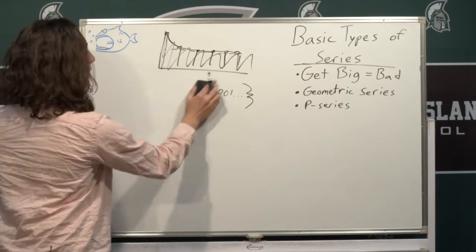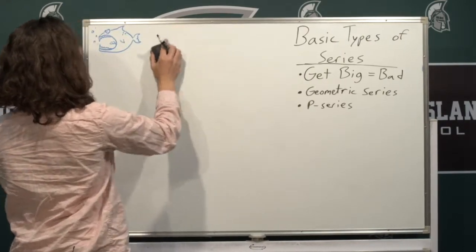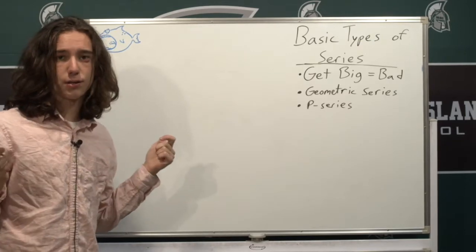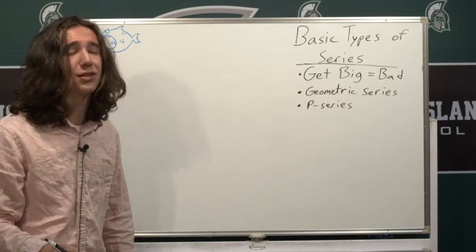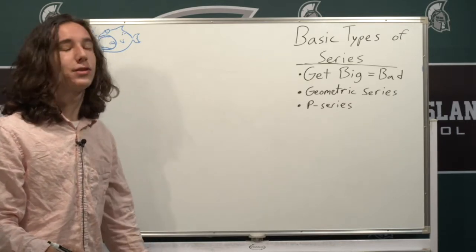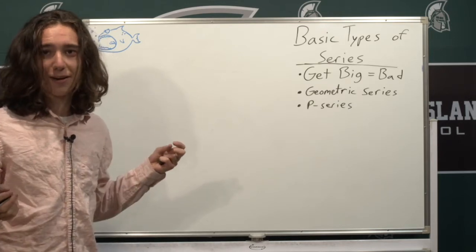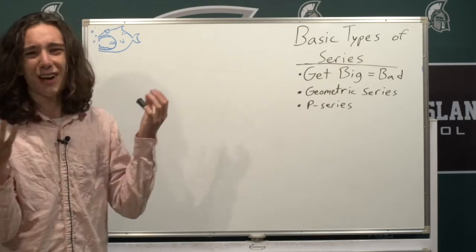So this idea that a sequence with a limit that does not equal 0 diverges is sometimes called the nth-term test for divergence, which is absolutely hilarious. Like, they took a very simple concept, big equals bad, and turned it into those words. But you can kind of see where it's going.